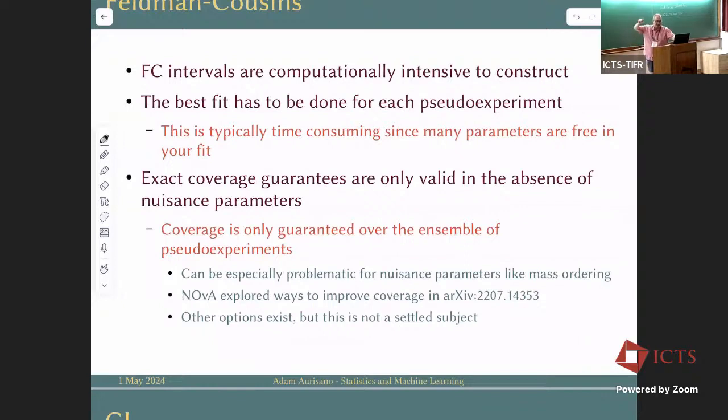In terms of the coverage guarantees, for things like discrete parameters, like the mass ordering, this is particularly challenging to deal with and getting it right. So NOvA has explored ways to improve the coverage, and there's an arXiv article that is worth reading. I think it's really good, but it's still controversial. Within the community, there's not an agreement on how to do it. So this is not a settled subject, right?